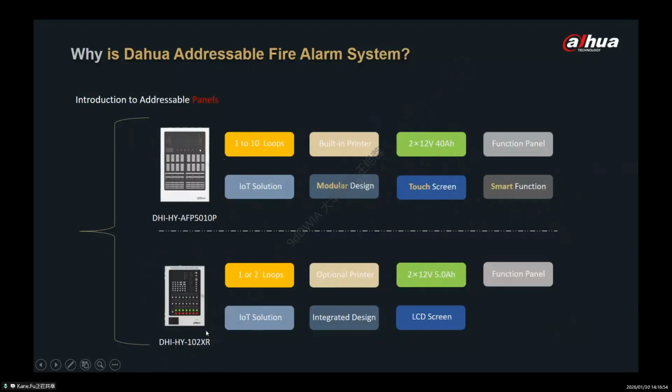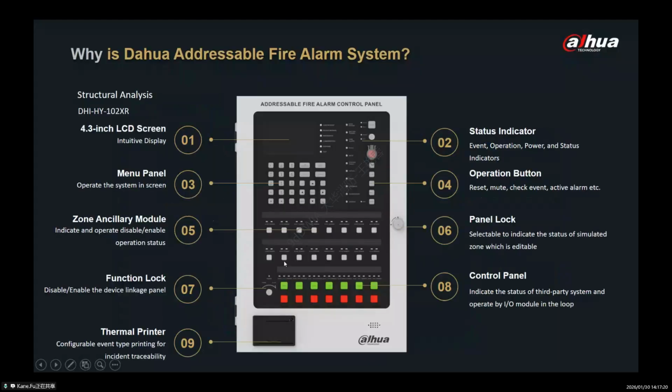And for the basic one, the first generation series, the loop number is 1 or 2 loops, with an optional printer, and the battery is 5Ah, and also with a fixed function panel inside. It supports IoT solutions, an integrated design, and an LCD screen. And for this basic one, the detailed information is like this.